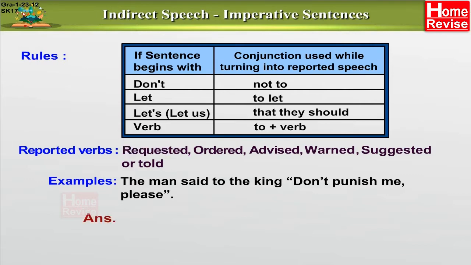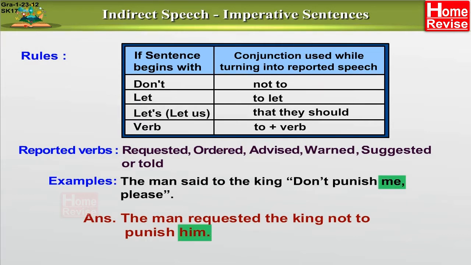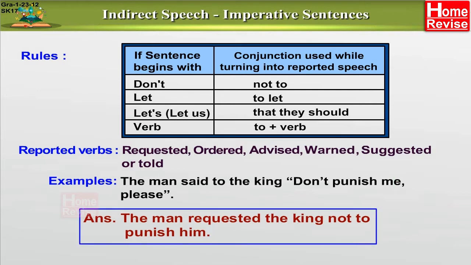So the answer becomes something like this. The man requested the king. As per the rule, don't, a negative imperative, begins with not to. So the man requested the king not to punish him. Me, who is the speaker? The man. So it changes into him. The man requested the king not to punish him.